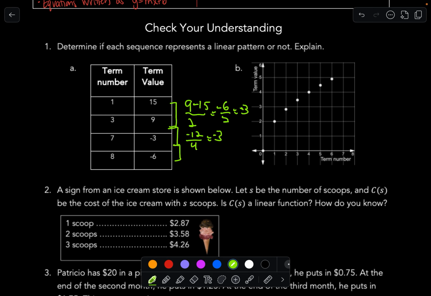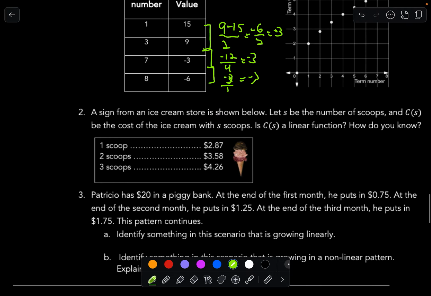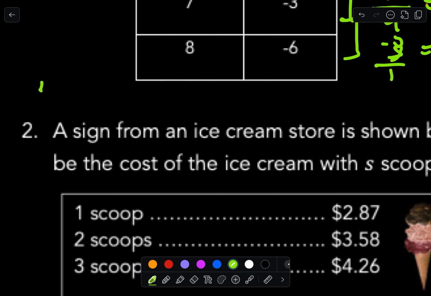And this one right here, negative 6 minus a negative 3 is negative 6. Okay, that's going to be negative 3. And then 8 minus 7 is 1. So that equals negative 3. So the answer to this is linear. There is a constant rate of change.